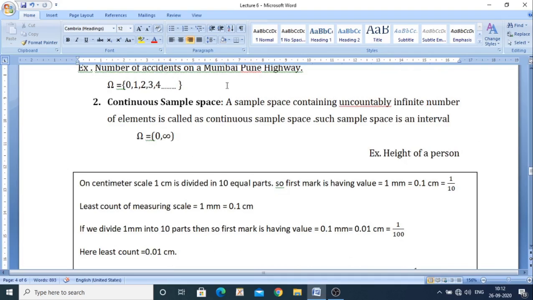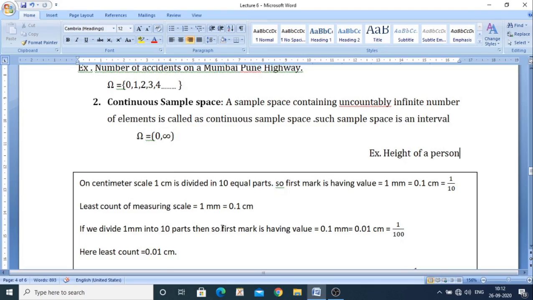That means we cannot count it like this, that is 0, 1, 2, 3, 4. Here we can count it. Here we cannot count it. Here we can tell that 0 is the smallest one. Here we cannot tell which is the smallest one. And here it is infinite, here also it is infinite, because we cannot tell exactly how many such elements are there.